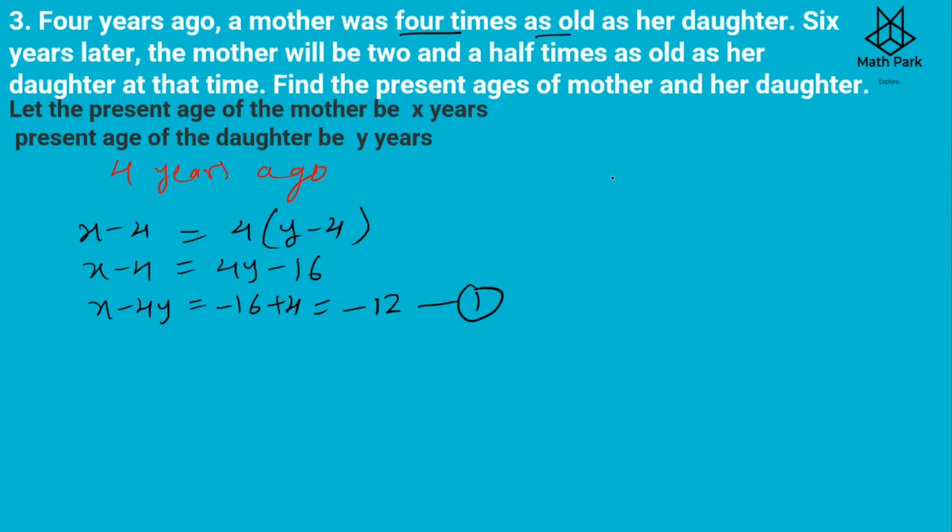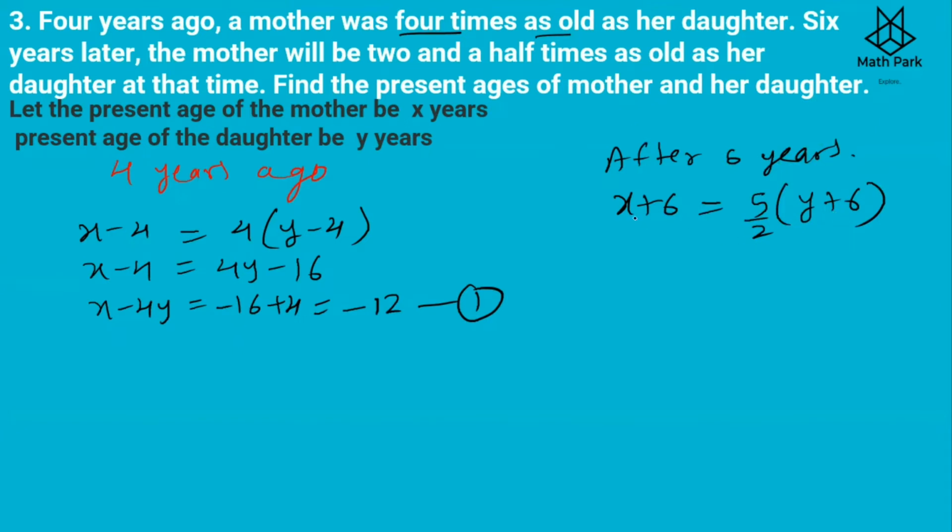6 years later, that is after 6 years. After 6 years, what is the condition? First of all, let us write their ages. Their ages are going to be x plus 6 and y plus 6. Let us write this first always. And what does it say? The mother will be 2.5 times as old as her daughter. So 2.5, which is 5 by 2. 2.5 times that of her daughter.